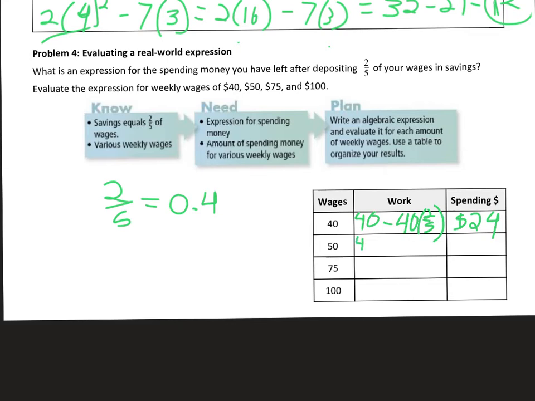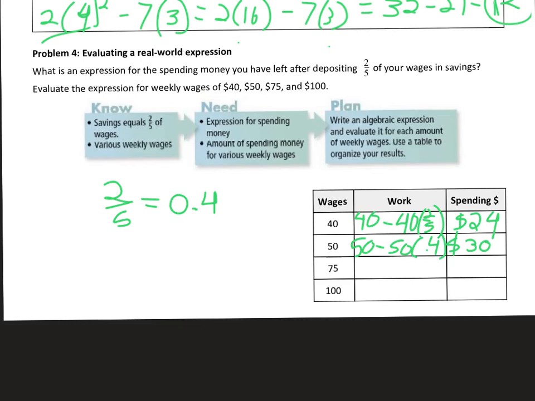Same thing for $50. 40 minus 40 times 0.4. So sorry about that, I screwed up. That should be 50. What am I doing? Okay, 50 minus 50 times 0.4, okay? So 50 minus 50 times 0.4. In this case, I would have $30 of spending money, okay?